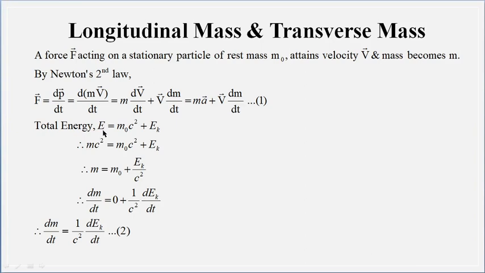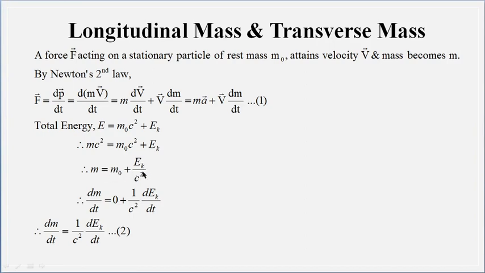In Newtonian mechanics, the energy is just kinetic energy. But here the total energy is due to its mass and due to its motion. Then we have shown that E equal to mc square, where m is the final mass. So mc square equal to m naught c square plus Ek. Dividing by c square throughout, we get m equal to m naught plus Ek by c square.